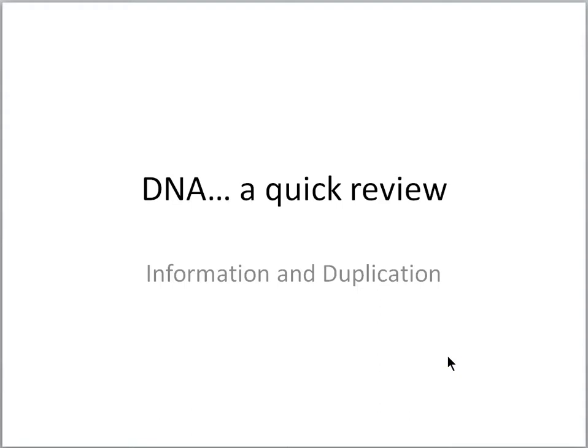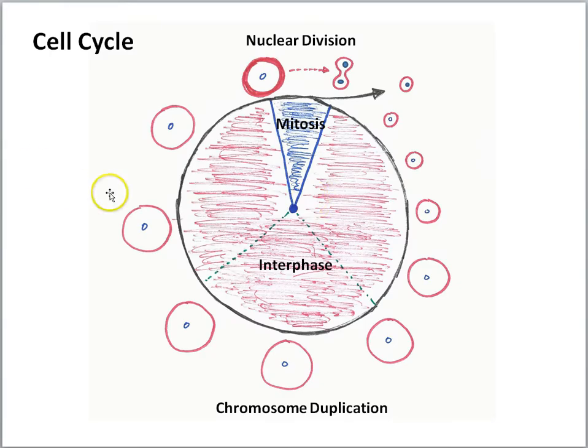This will be a quick review of DNA, how it can store information and be duplicated. We've learned in previous lessons about the cell cycle. All cells have a birth date, so they come from pre-existing cells. They grow, and if they're going to go on to reproduce, they're going to need to duplicate their chromosomes in preparation for mitosis. Mitosis is the process where the duplicated chromosomes will be delivered to the daughter cells.